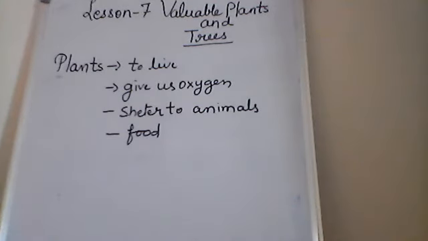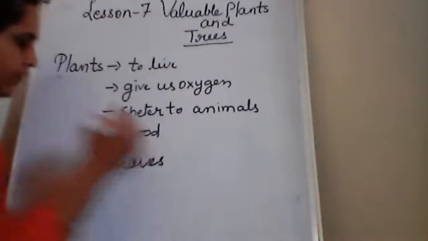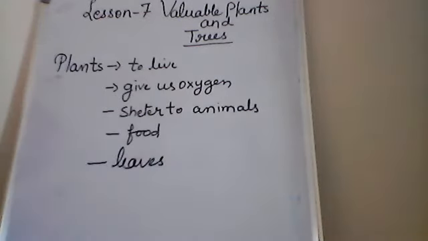Trees, creepers, herbs, and shrubs are some types of plants. And the leaves of many plants are useful in many different ways. So children, today we are going to understand about plants and how they are useful to us. One by one we will be understanding.